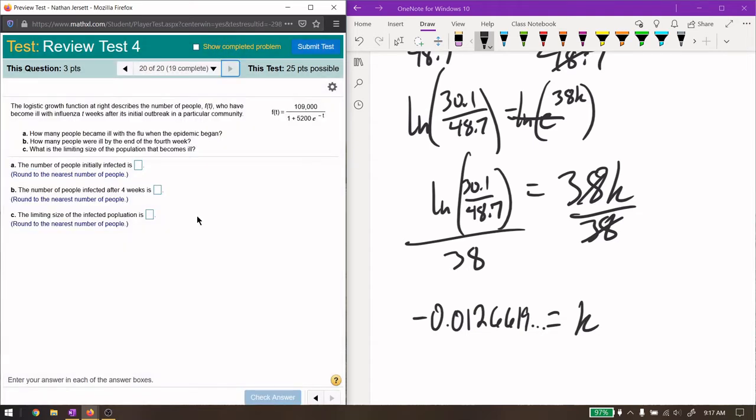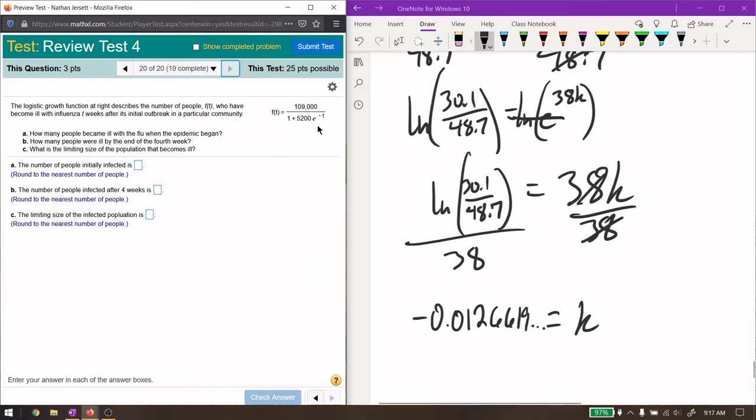Last problem. The logistic growth function at the right describes the number of people who have become ill with influenza t weeks after its initial outbreak. Okay. How many people became ill with the flu when the epidemic began? That's when t equals 0.